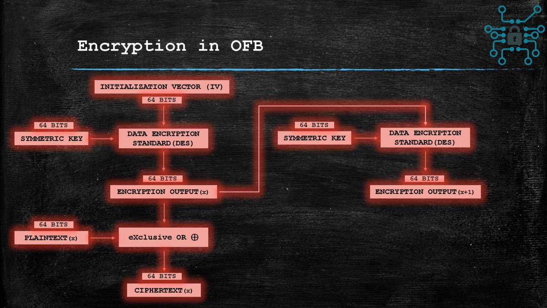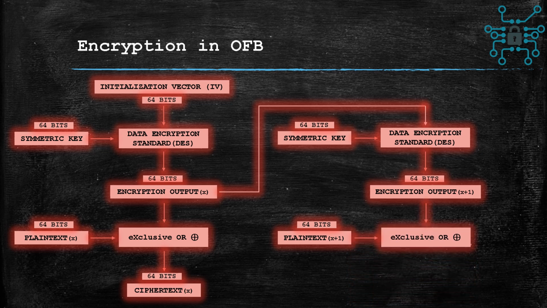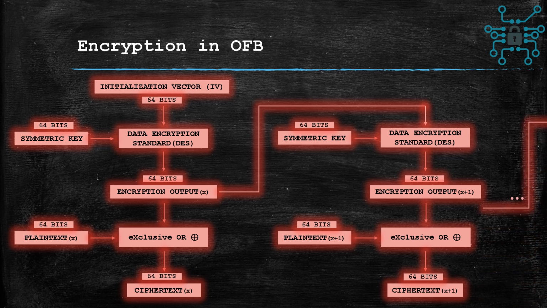The new encryption output, along with the subsequent 64 bits of plaintext X plus 1, are XOR'd together to generate the new 64-bit ciphertext X plus 1. The same process is cycled for the length of the plaintext. Therefore, if this were to continue, encryption output X plus 1 would be used as the cipher input, along with the same symmetric key and number of bits, to produce encryption output X plus 2, which would then be XOR'd with plaintext X plus 2 to produce ciphertext X plus 2, and this would continue so forth and so on.